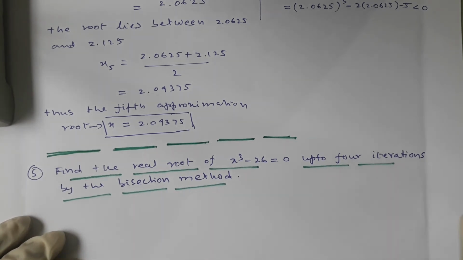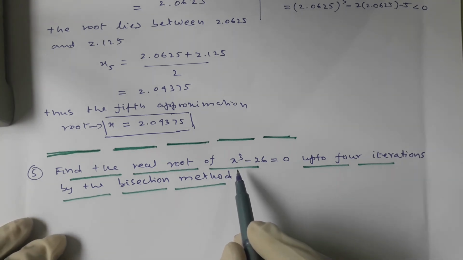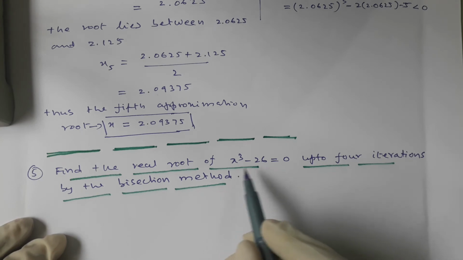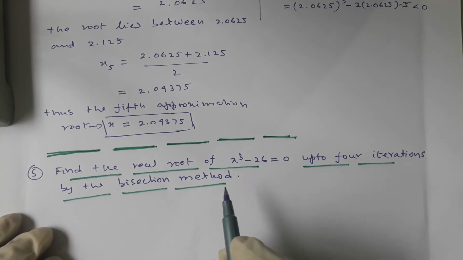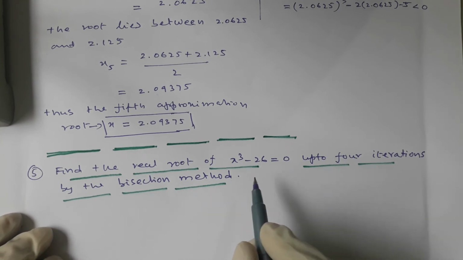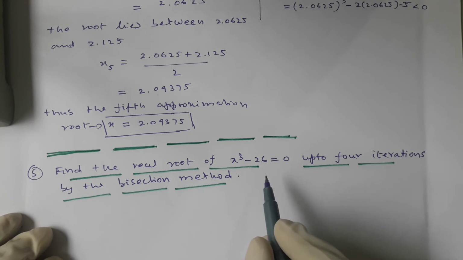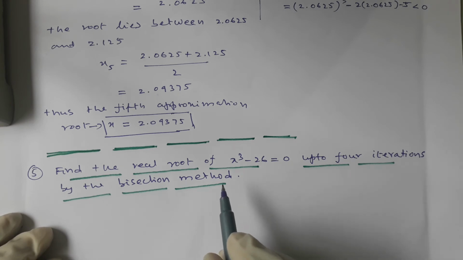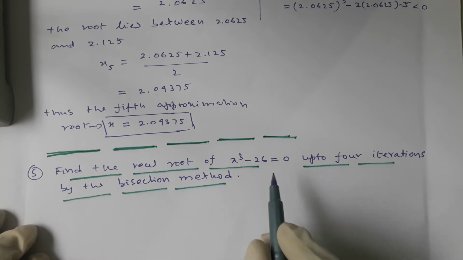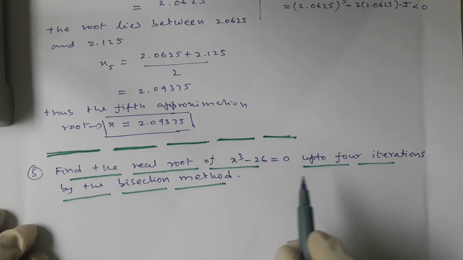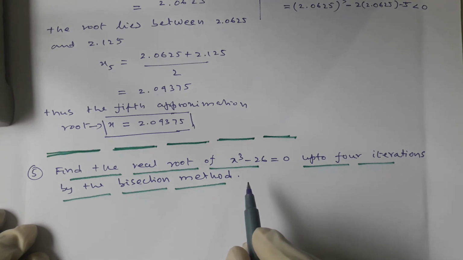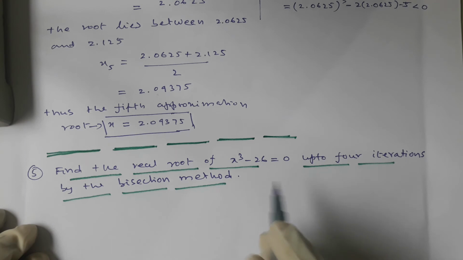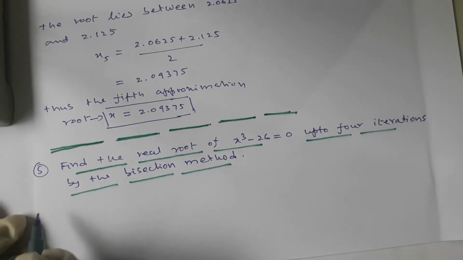The exact root may be obtained if it were x cube minus 27 is equal to 0. So x cube is equal to 27 means x is equal to 3 is the exact root of that equation. Whereas now x cube minus 26 is equal to 0, so x cube is equal to 26, x is equal to cube root of 26. It is the approximate root of the equation.